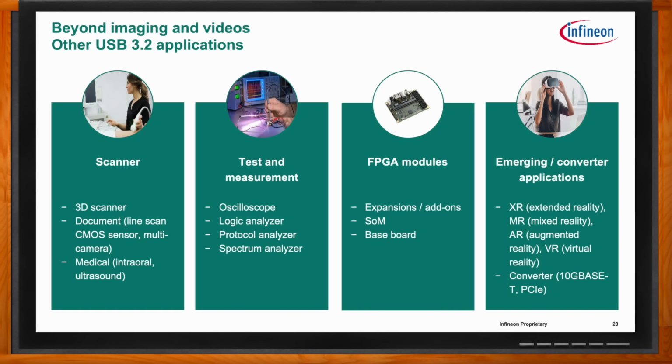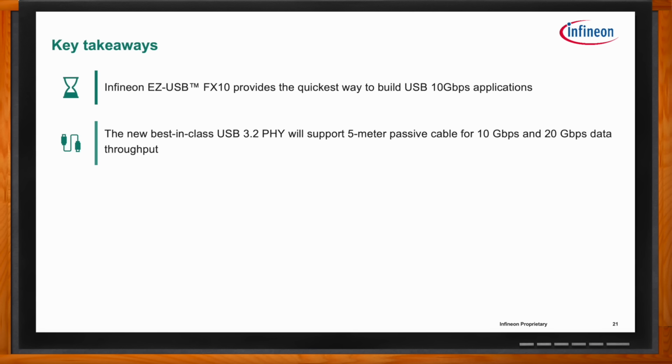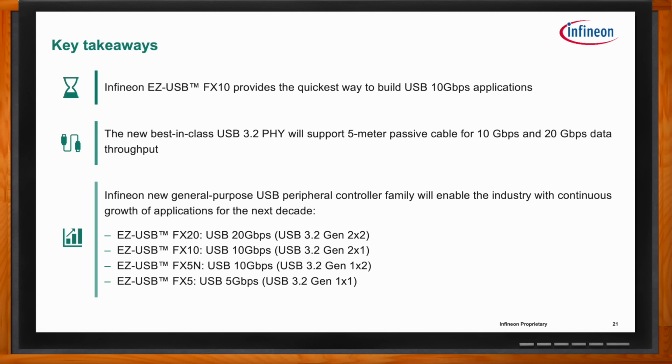Fantastic. Okay, so what would you like my audience to take away from today's Chalk Talk? All right, the key takeaways from today's talk: number one, of course, the FX10 will give you the quickest way to build a USB 10 gig application. That also applies to the new best-in-class USB 3.2, which can support the USB passive cable up to 5 meters for the 10 gig connection using FX10, or using FX20, you can get up to 20 gig of data throughput over the 5 meter passive cable. We cover the variants in the family from 5 gig to 20 gig that support all different combinations of USB modes. So this will allow the growth of a number of applications in the industry for the next decade.